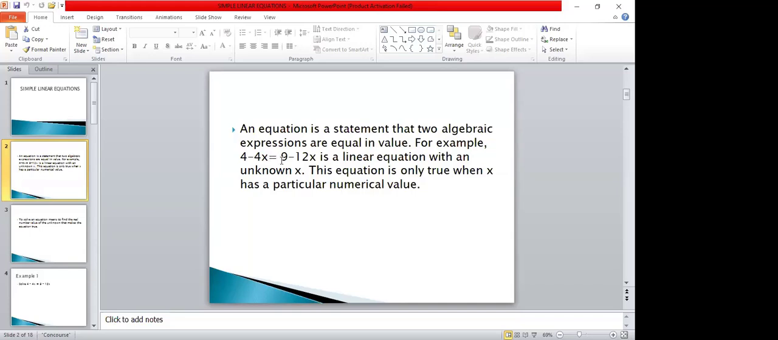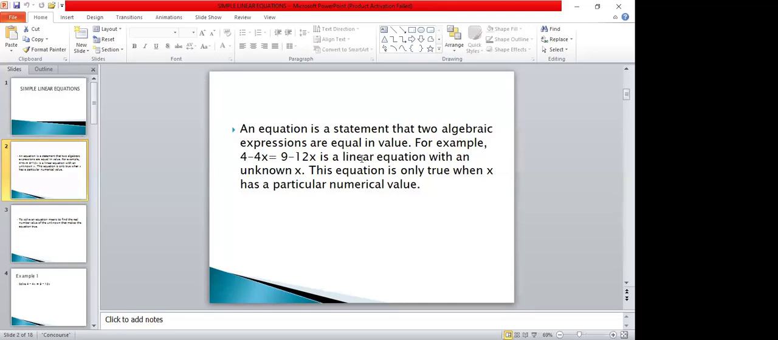And usually we have two sides of the equation. Of every equation, we have the left-hand side, and 9 minus 4x is on the right-hand side. Then we are actually looking at a linear equation. So apart from linear equation, we have other types of equation as well, such as quadratic equation and so on and so forth. But for the purpose of this class, we are looking at linear equation.